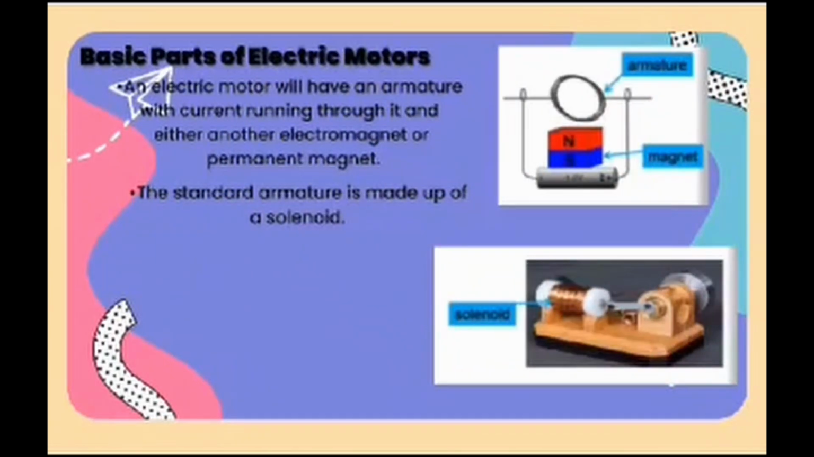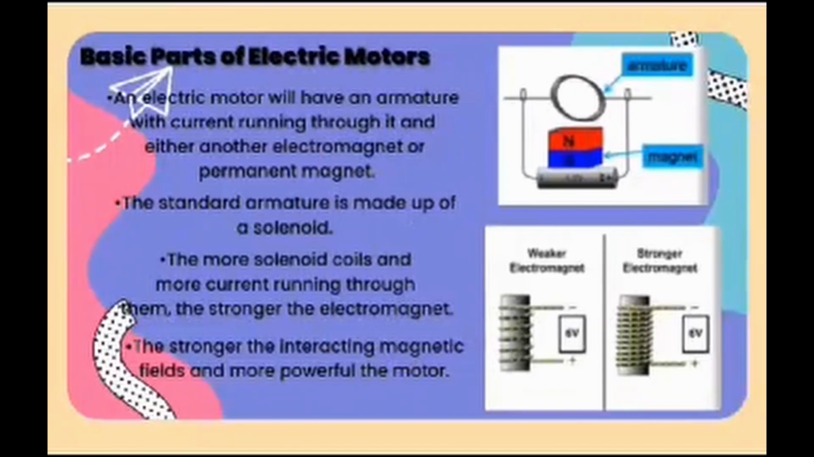Here are some basic parts of electric motors. An electric motor will have an armature with current running through it and either another electromagnet or a permanent magnet. The standard armature is made up of a solenoid. Keep in mind that the more solenoid coils and the more current running through them, the stronger the electromagnet. The stronger the interacting magnetic fields, the more powerful the motor.